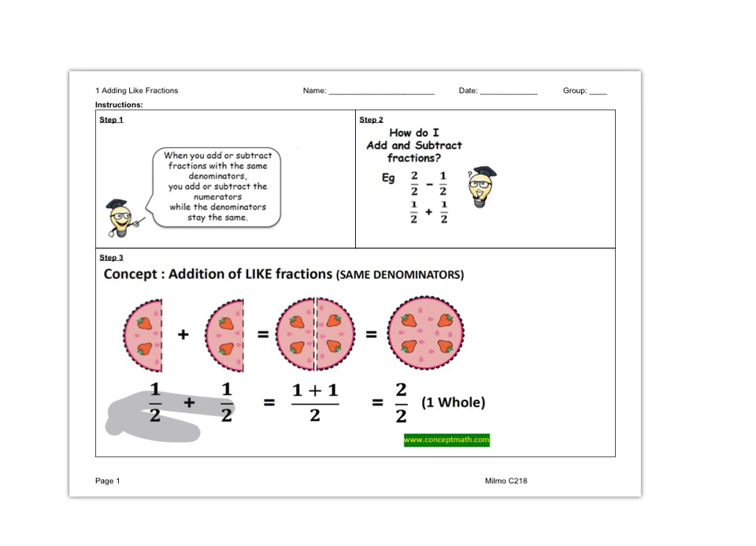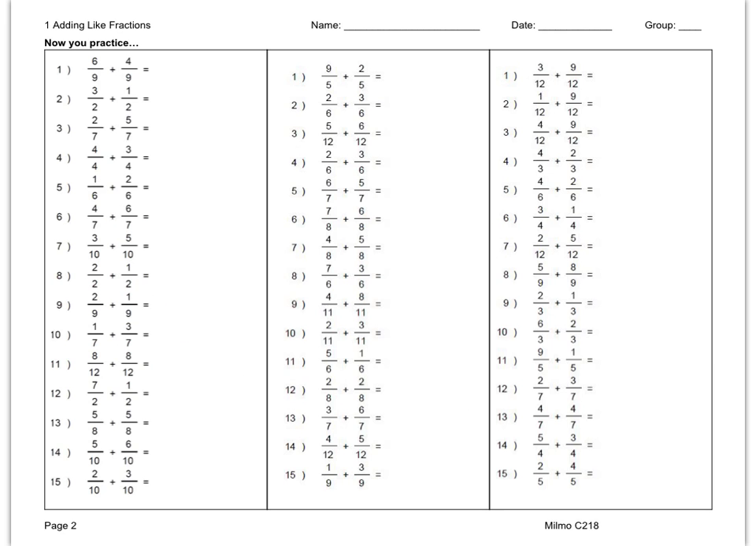So 1/2 plus 1/2, the denominator is the same. You're going to go ahead and add the top only. That's 1 plus 1. The denominator stays the same. And then you come up with 2/2. Okay? I know that was a little bit quick, so we're going to go ahead and run problems, okay?